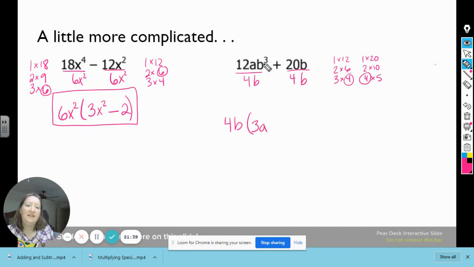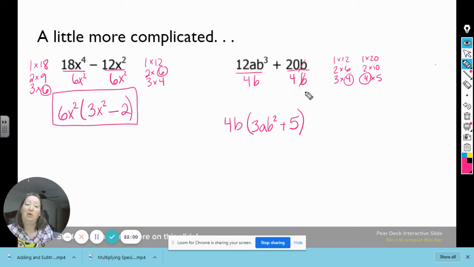A, and then this had 3 b's, and I'm only taking out 1. So that's b to the 2nd power. See how the exponents unit that we just did is helping you with this unit? Super important. So plus 5, and then b divided by b is going to be no more b's, right? They would cancel each other out. And so here would be our answer.